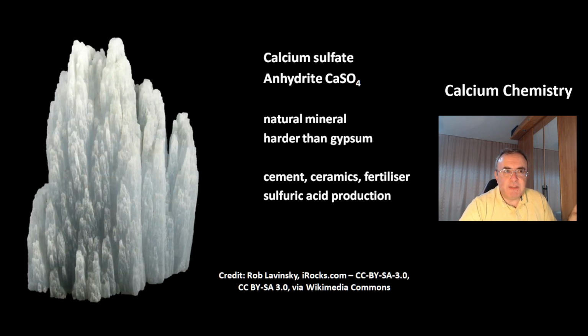This is calcium sulfate, also called anhydrite, CaSO4. It is a natural mineral, a bit harder than gypsum. And anhydrite can be used for cement, ceramics, and fertilizer, and for the production of sulfuric acid.